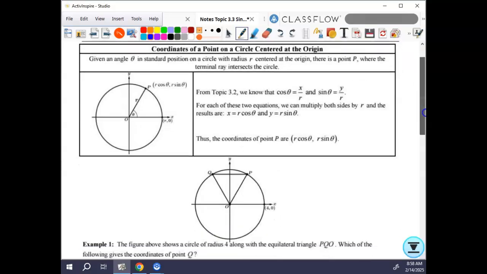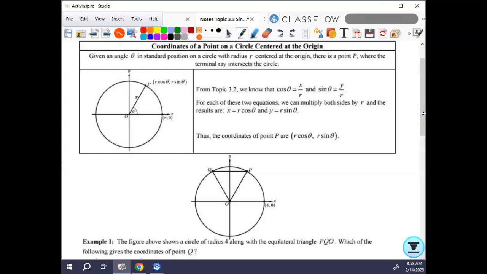So this is coordinates of a point. So really of any point, it could be a unit circle, but not necessarily. Circle centered at the origin. Okay, so we're right there. Given an angle theta in standard position with radius r. So that kind of tells me for sure it's not necessarily a unit circle unless r is 1, but r could be anything. And so that's what we have here. And it shows me here that my radius is r, not necessarily 1. This is how I know for sure it's not necessarily a unit circle.